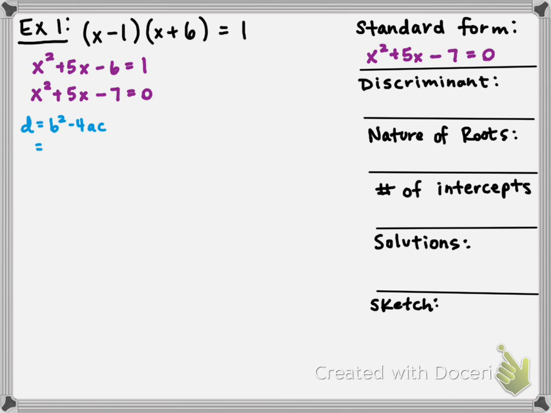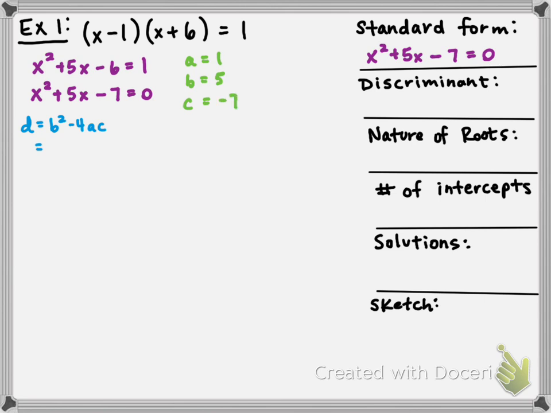But before I do, maybe I should identify what is a, b, and c, because it's Thanksgiving break and I forgot a little stuff. So a, remember, is always in front of x squared. So in this case, it's 1. B is always in front of the x, and that number is 5 in this case. And c, the constant by itself, in this case, is negative 7.